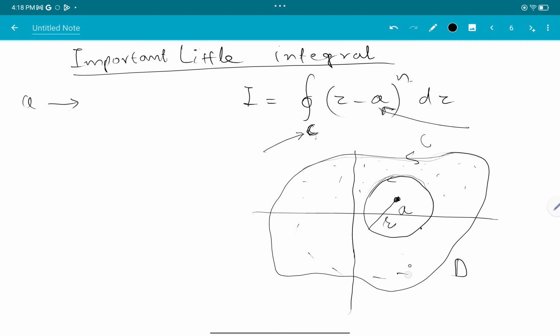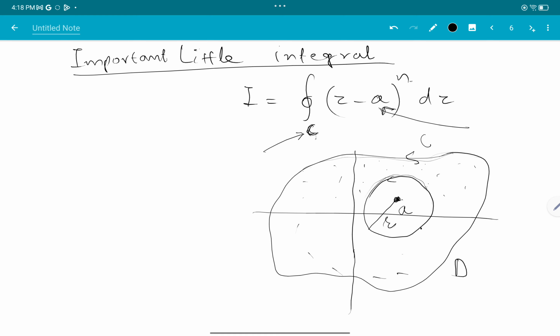Of course, the function is not analytic here at a, but that point is not in between these two. As long as that point is not in between these two, you can deform C into this. No problem in that. Now, let's begin. After deforming this, let us do one thing.